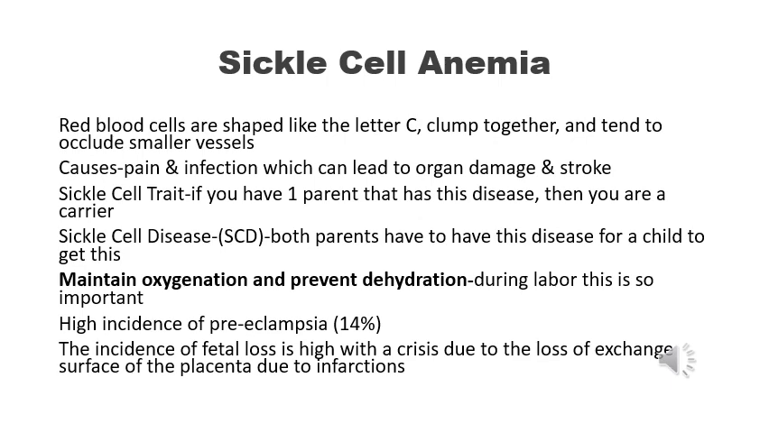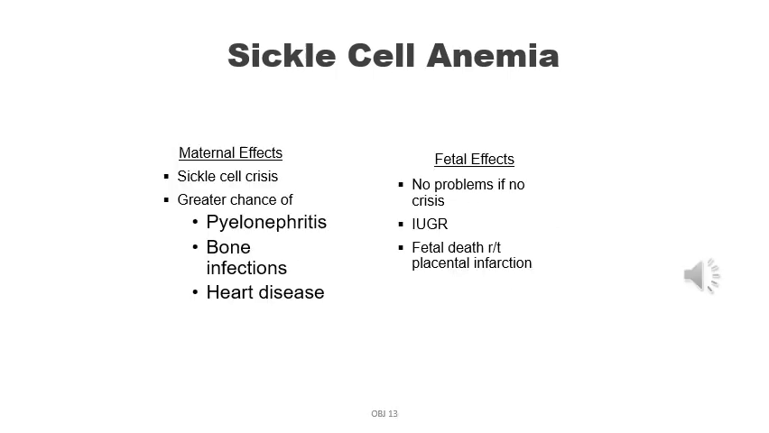There is a high incidence of preeclampsia with women who have sickle cell, 14%, and the incidence of fetal loss is high if there is a sickle cell crisis during a pregnancy, due to the loss of exchange surface of the placenta due to infarctions. So again, we want to avoid any type of sickle cell crisis with a pregnant patient. So with sickle cell anemia, the maternal effects are a sickle cell crisis, and she also has a greater chance of pyelonephritis, bone infections, and heart disease.